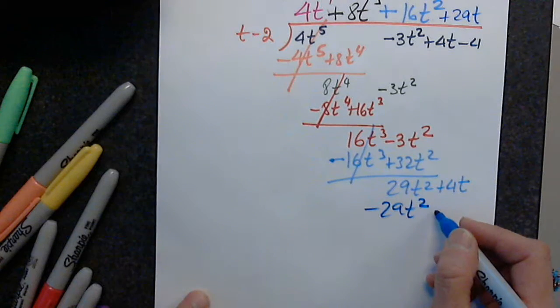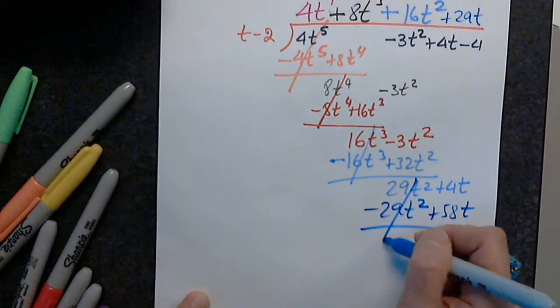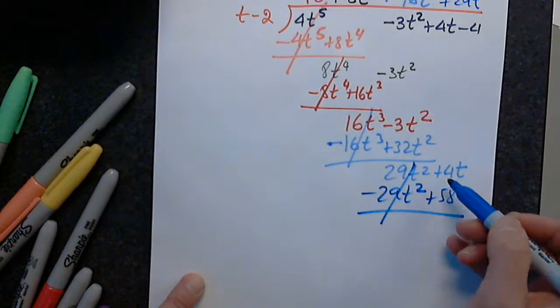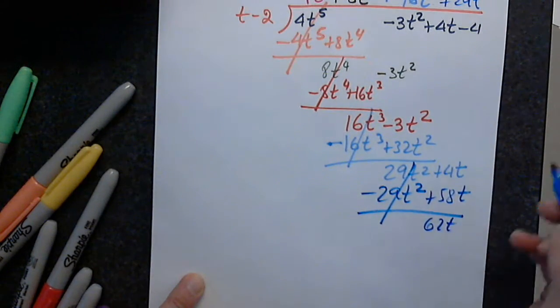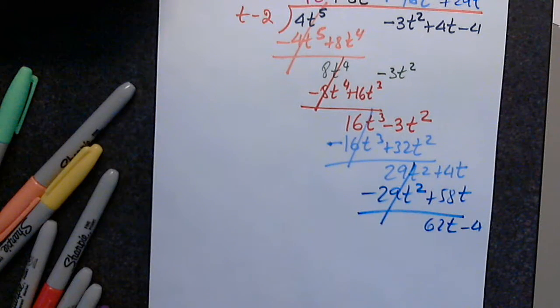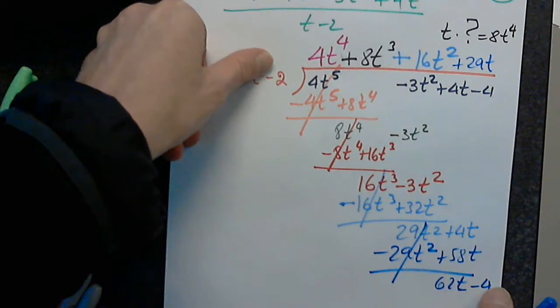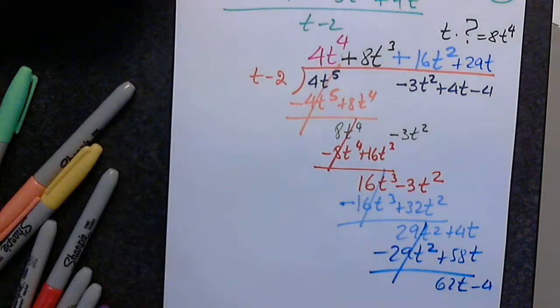29t times negative 2 is negative 58t. What do I write? Positive 58t. Perform the operations. 58 plus 4 is 62t. Finally, I'm down to this negative 4. And this is the final question. How do I know it's final? Because these two polynomials have the same degree. When they have the same degree, it's the last question. I can't go beyond that.